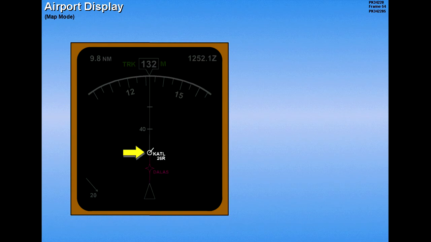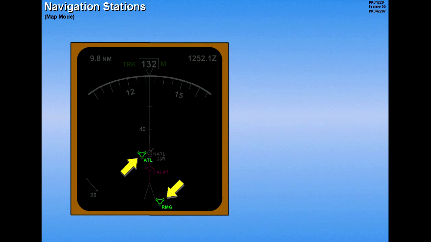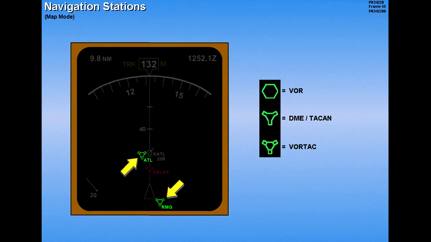The origin or destination airport is depicted when within the selected range. A runway center line extension is shown when the HSI range is 40 miles or less. Nav aids being used for navigation are displayed in green. Displayed nav aids include VOR, DME, TACAN, and VORTAC stations.